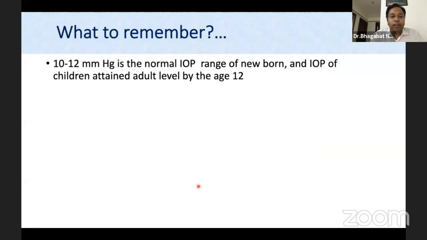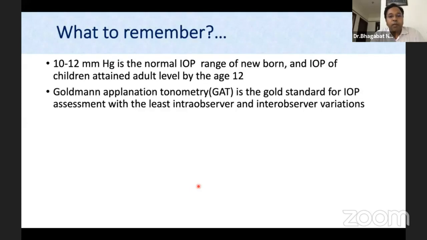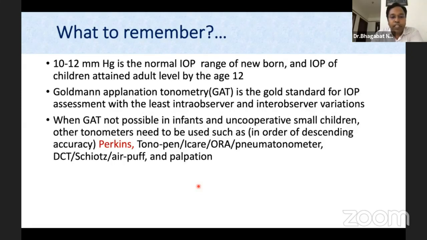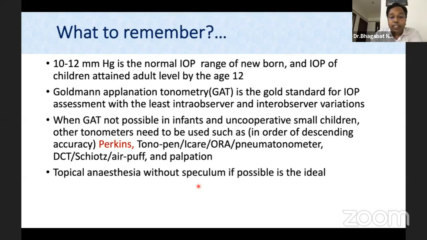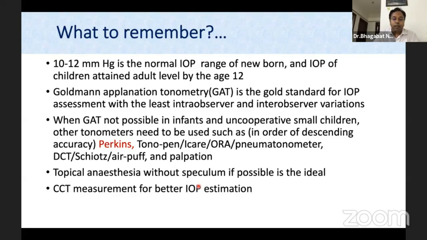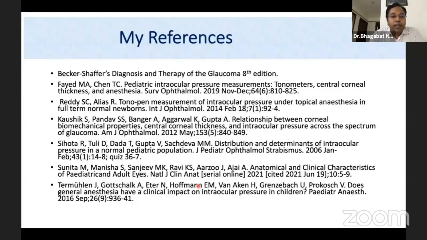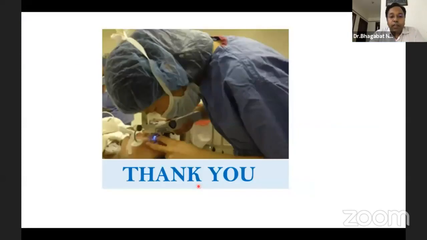Yeah, I'm just concluding. So 10 to 12 millimeters of mercury is the normal IOP range of a newborn, and IOP tends to get to adult level by the age of 12. Goldmann applanation tonometry is the gold standard for the assessment, with the least intra- and inter-observer variability. When GAT is not possible, Perkins tonometer, Tono-Pen, and iCare can be used in descending order of accuracy. Topical anesthesia with the speculum, if possible, is ideal. And CCT measurement, if possible, should be done for better IOP estimation and correlations. And these are the references I have gone through. Thank you for your kind listening and attention.